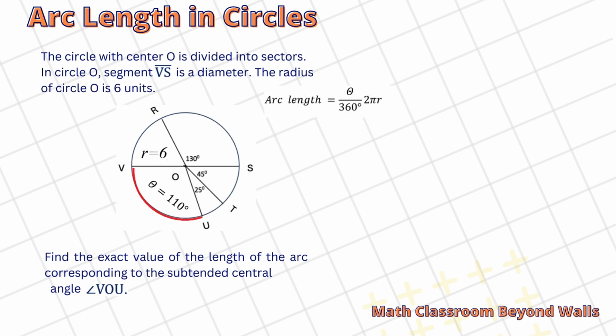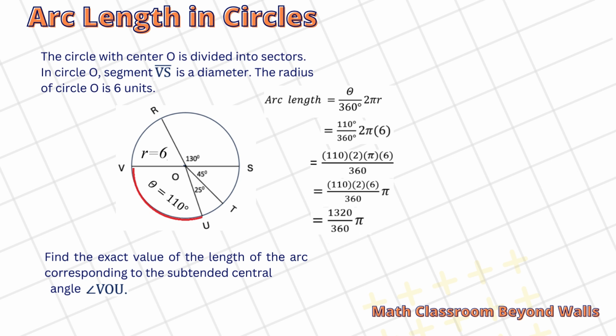Now, we are ready to use the formula. Plugging in the values for the central angle that we got, which is 110 degrees, and the radius that is given, which is 6 inches, we now have this. Putting all the numerators together gives us, separating the numerical value from pi, we have this now. Multiplying the numerators, we now have this. Dividing the numerator by the denominator gives us 3.666 pi.